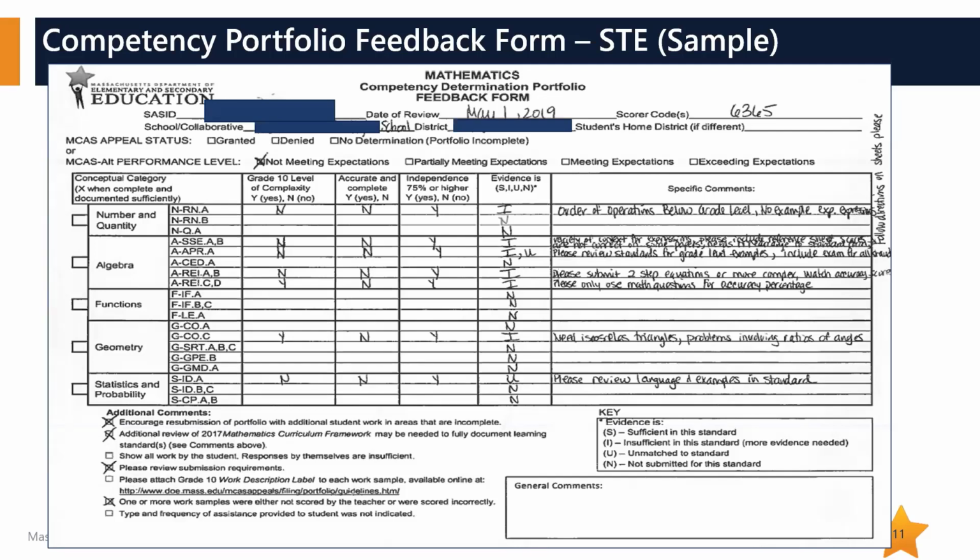Was the work at independence 75% or higher? Yes. So all the work was completed at 75% or higher. Student, yes. But the evidence for this category is N. So it's insufficient, more evidence is needed. So what would be needed? The order of operations problems were below grade level. And there were no examples of exponents. So again, for the work submitted, they'd have to submit order of operations at a high school level, making sure they're including high school level problems and exponents, if that makes sense. Again, specific feedback that they could use to resubmit this portfolio to gain credit.